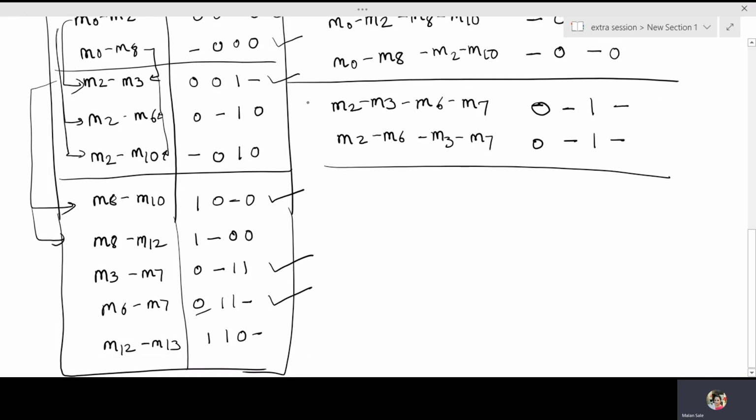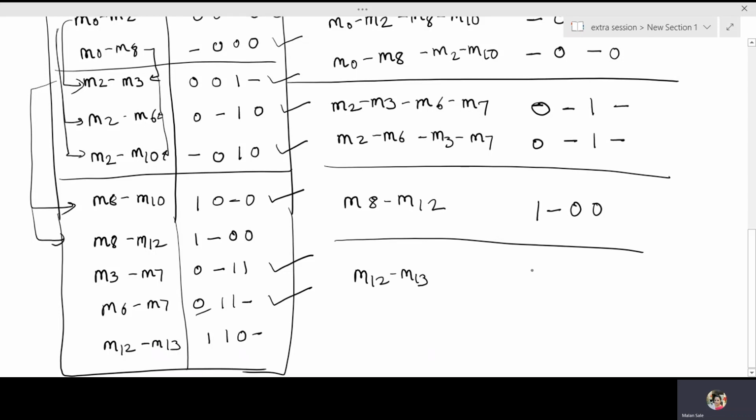M2, M6 is again in the grouping, and M2, M10 is in the grouping. M8, M12 did not come into any pair, so there is no tick mark. As there is no tick mark, we have to take the pair as it is, with binary representation 1-00. Similarly, M12, M13 has no tick mark, so carry it forward as it is, with binary representation 110-.